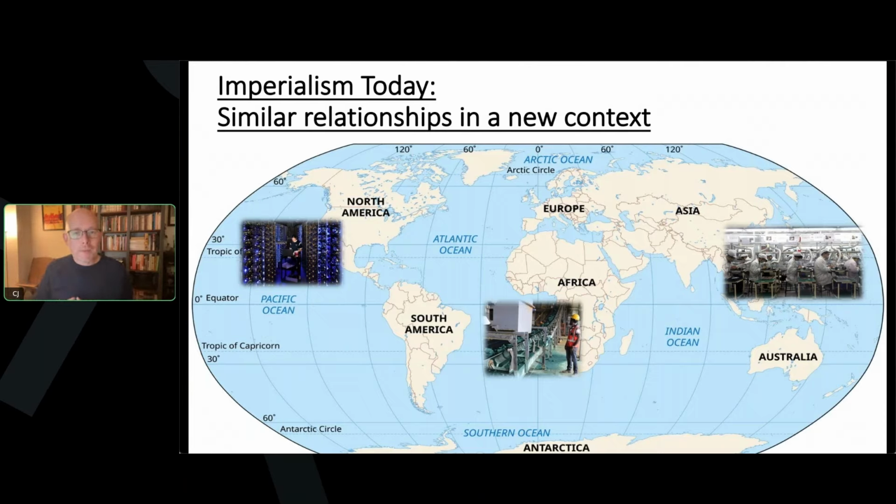So just keep that in mind as we move to next week, when we're going to talk about what imperialism looks like at this moment under the Trump administration.